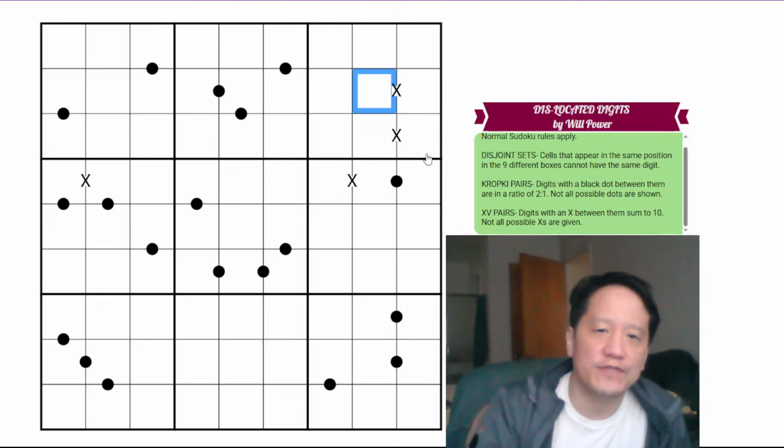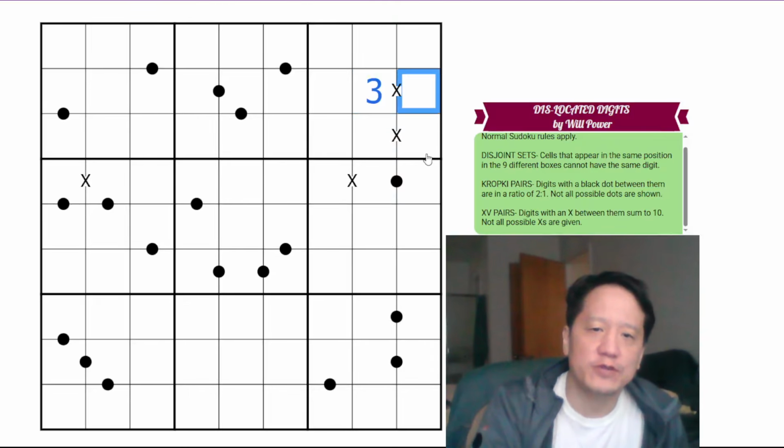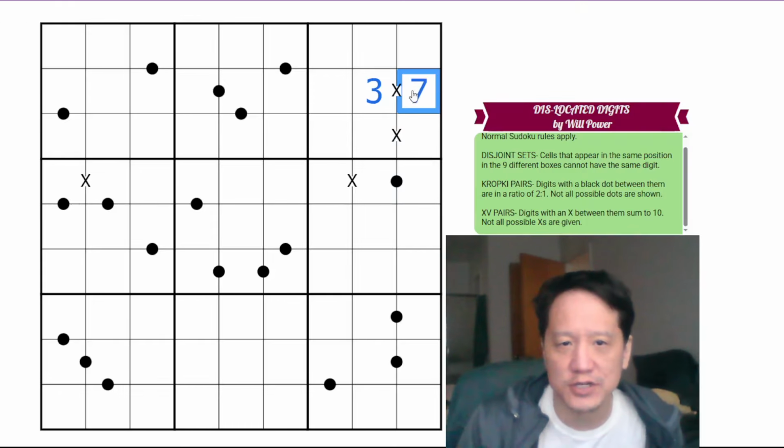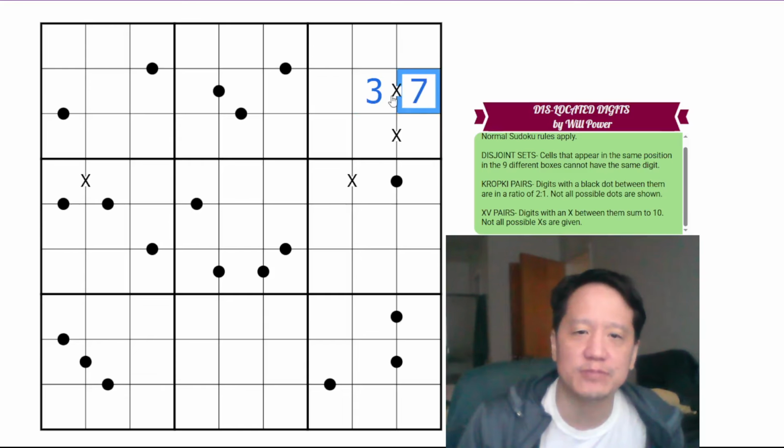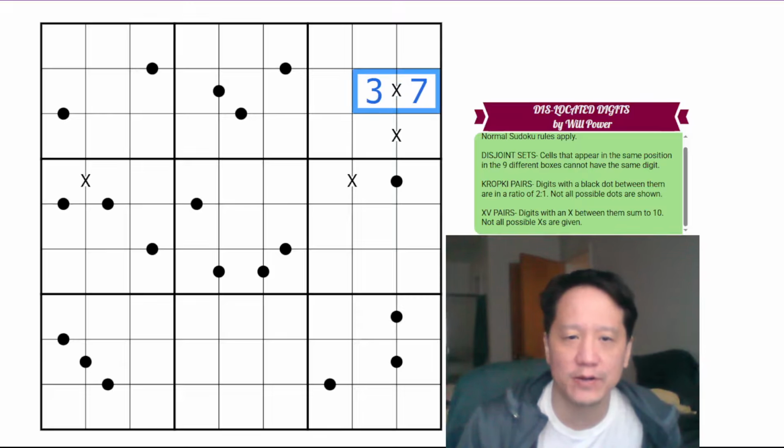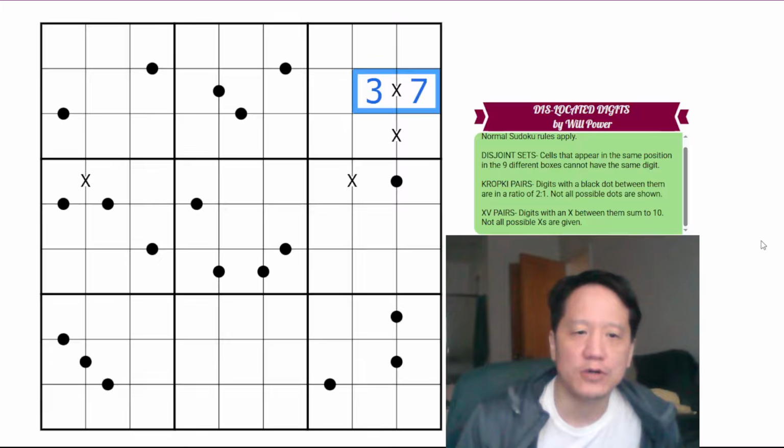So for example, if this were, say, a 3, this would have to be a 7 because there's an X in between them and they must add up to 10. So that's an example of how XV pairs work. And those are all the rules.